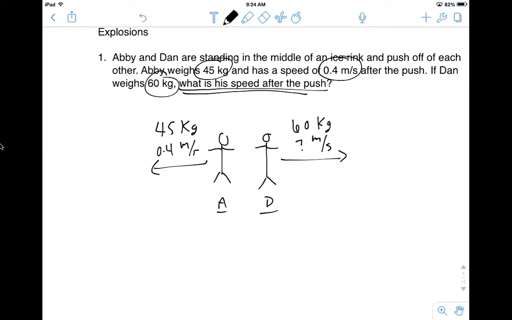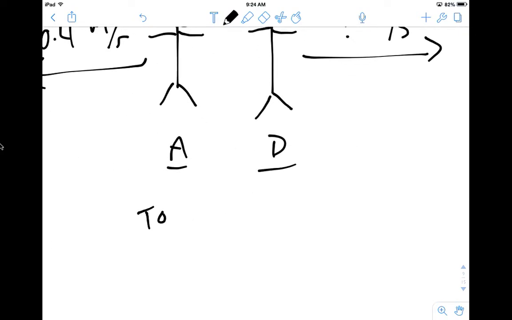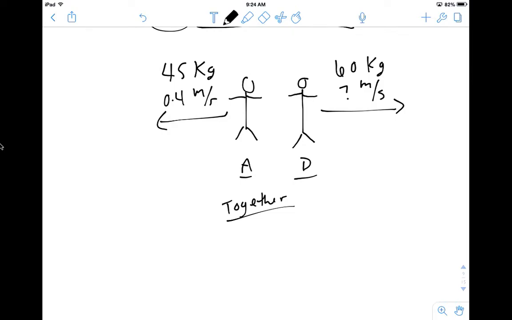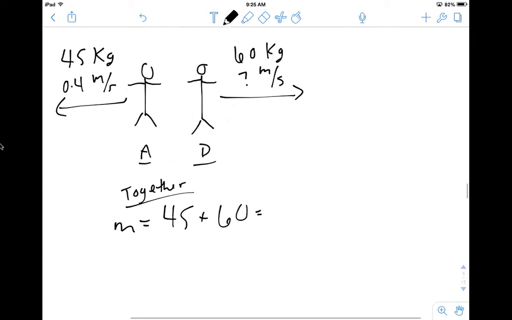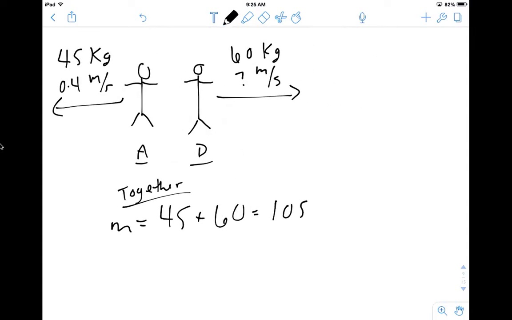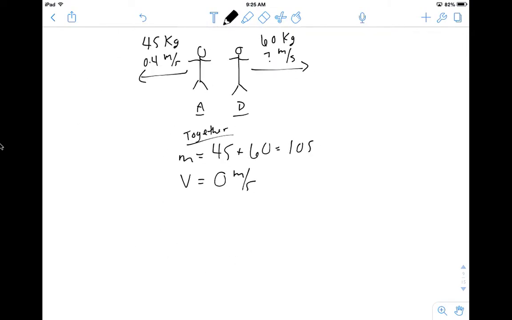Now I also know some stuff about when they're together. So when they're together, their mass is just 45 plus 60, which is 105. And their velocity, they're not moving. So their velocity is going to be 0 meters per second. Now I'm going to use a similar form of the equation that we use for inelastic collisions, but a little bit different. So now it's going to be mv equals mv plus mv.